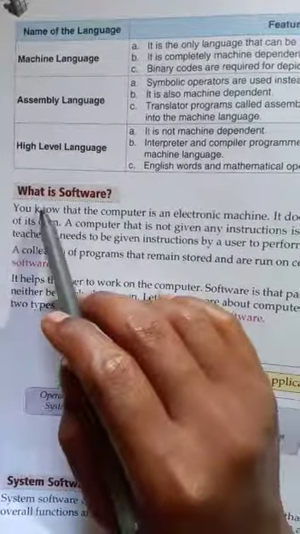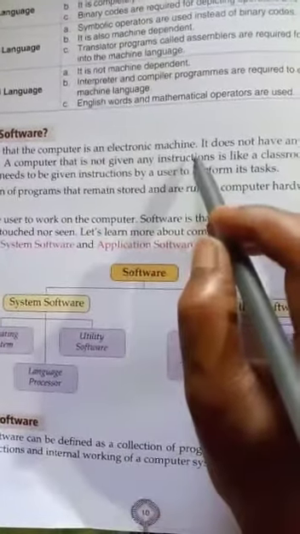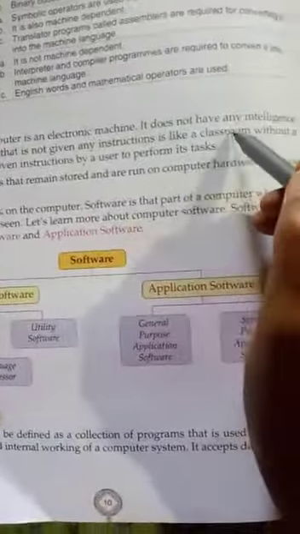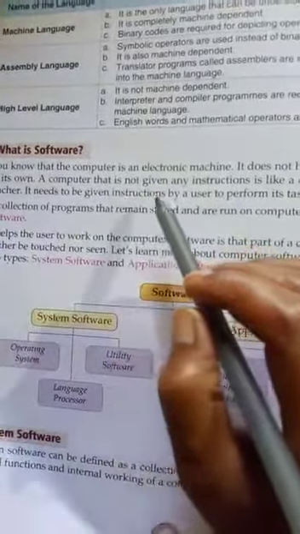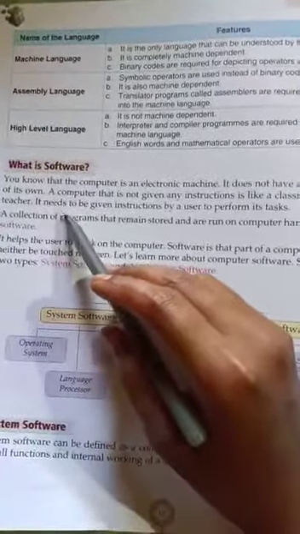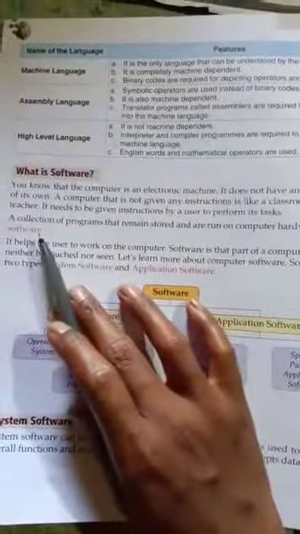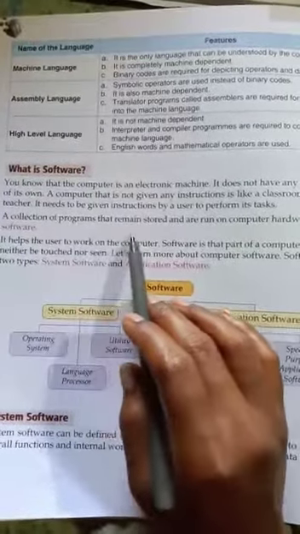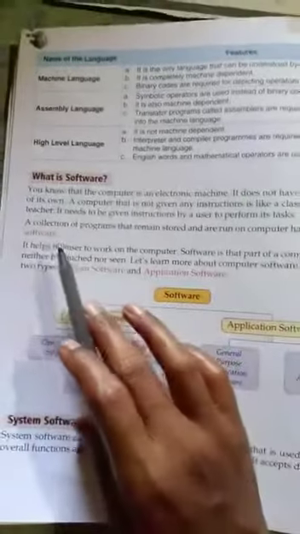Next, what is software? You know that the computer is an electronic machine. It does not have any intelligence of its own. A computer that is not given any instruction is like a classroom without a teacher. It needs to be given instruction by a user to perform its tasks. So a collection of programs that remain stored and are run on computer hardware is called software.